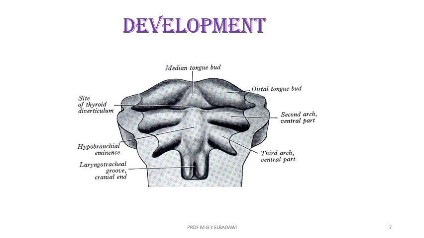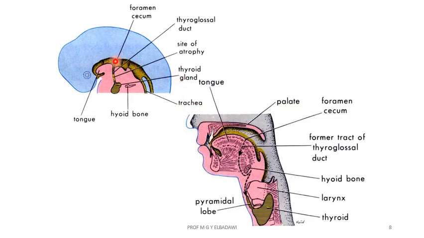The junction between the anterior two-thirds and the posterior third, that's where the thyroid will take origin, starting to develop by an evagination or a diverticulum, which we call the thyroid diverticulum. That diverticulum will form a duct, the thyroglossal duct, which descends downwards in front of the hyoid bone to be on the sides of the thyroid cartilage and the trachea.